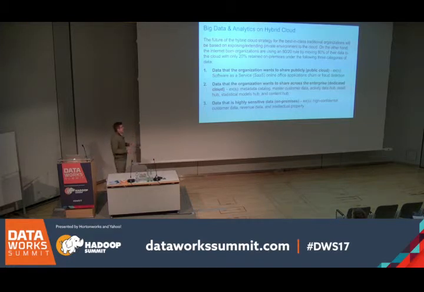This means that they have three different categories. The first one is the data that they want to share publicly, which is on the public cloud. The data that they want to share across the enterprise is on the dedicated cloud, and the data that is very sensitive they keep on-prem. This is what is happening right now in internet-born companies. But the question mark is where traditional organizations are going to land.